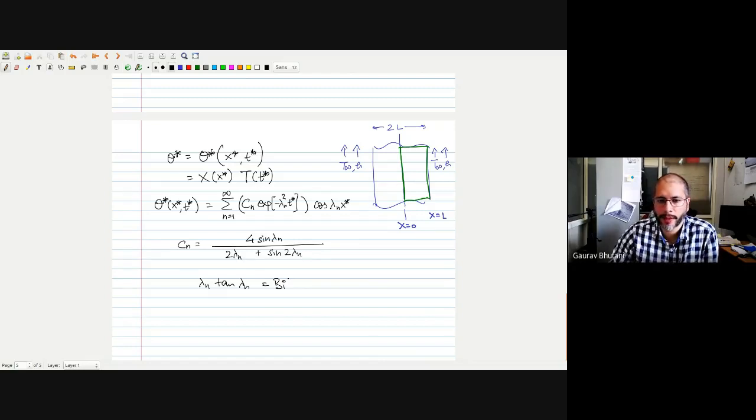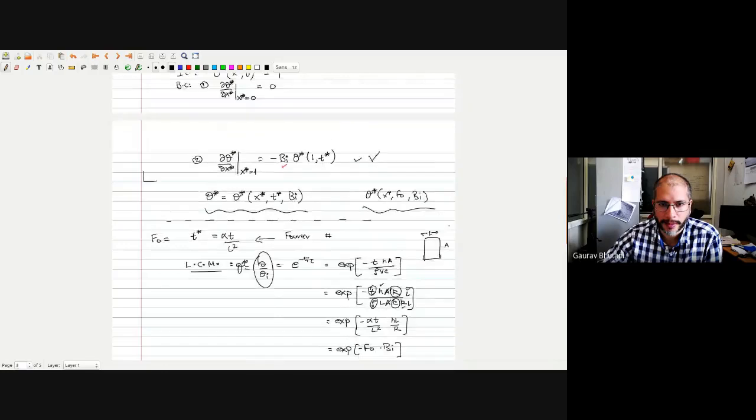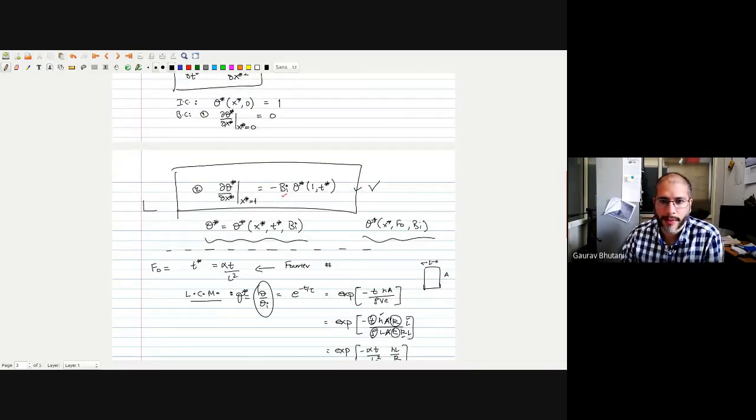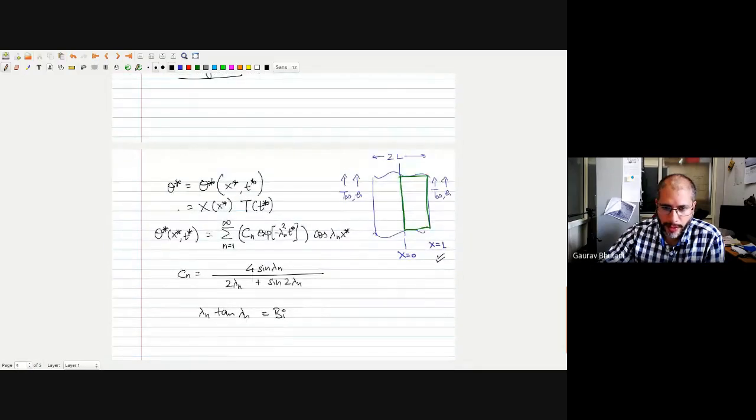So you can see it has the Biot number in it, so it must have been obtained using the boundary condition on the right hand side. If I just show you, it was this boundary condition which had the Biot number in it, the right hand side boundary condition. Okay, so please do try it yourself. So this lambda is obtained from the solution of this transcendental equation, lambda n tan lambda n equals Biot number.